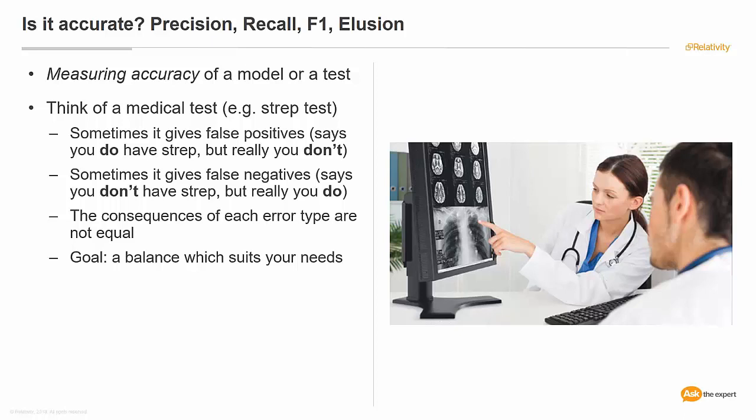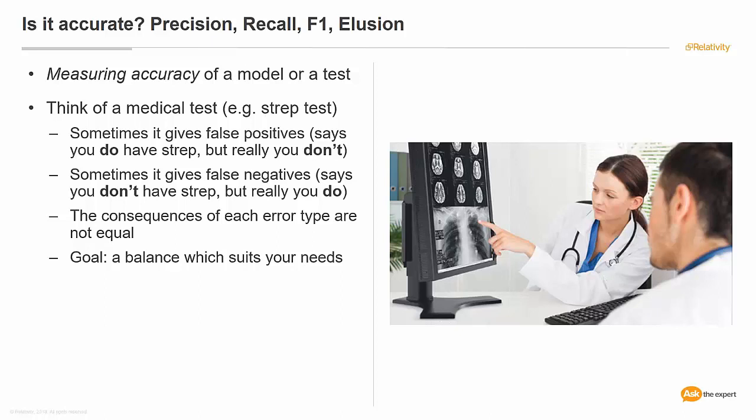It can say you have strep when you really have strep. That's correct. It can say you don't when you don't. That's correct. It could also say you have strep, but in fact you don't have strep. It could say you don't have strep, but you do, right? So it can be wrong in two different ways, and the consequences of each of those types of being wrong can be very different. So what you're really after is a balance. You want it to suit the needs of what you're trying to do.